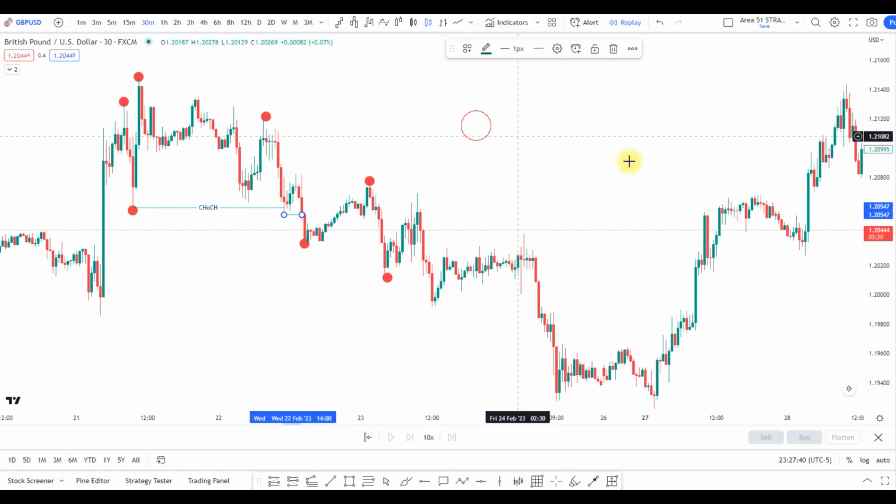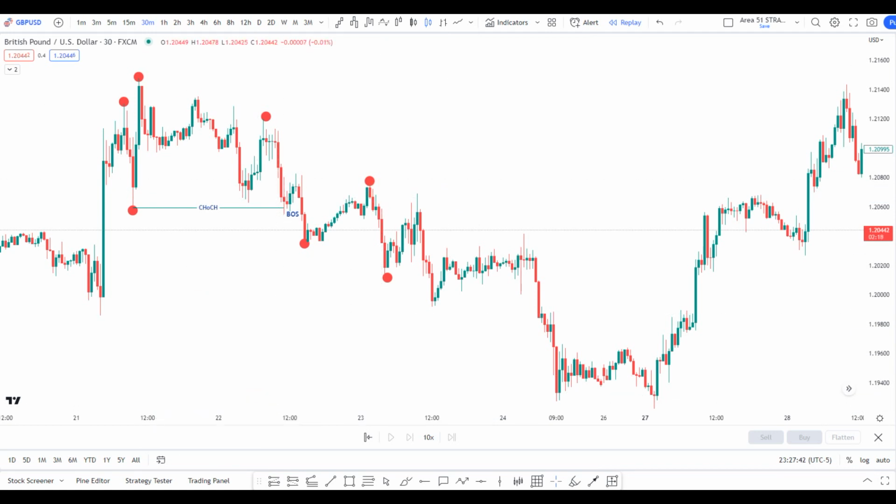We have a break of structure here. So after that, what we're going to be looking for is, we know we have some type of supply zone around this shadow. If you go to the low time frame, this will show you that there is some type of supply zone here.